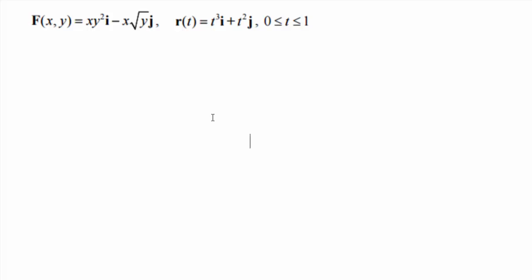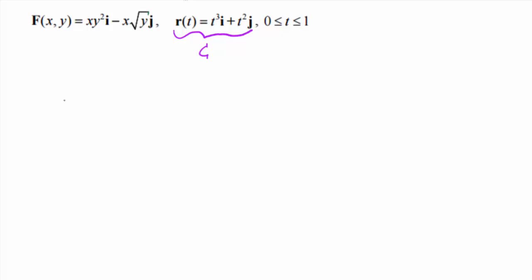In this problem, we have a vector field F of x, y equals xy squared i minus x square root y, and then there's no way the j would ever be underneath the square root. So the square root y is separate, and then j. And r of t would be the curve you're integrating over. That's your C. It's one representation of it anyway, and it has components t cubed and t squared, with t running from 0 to 1.